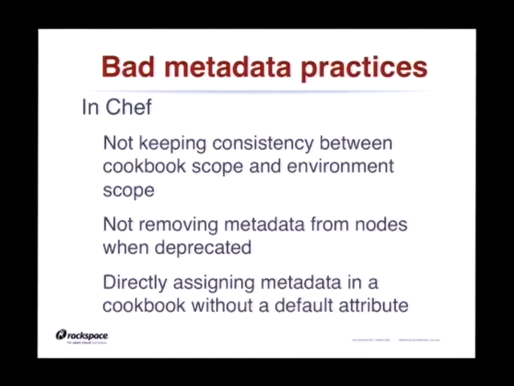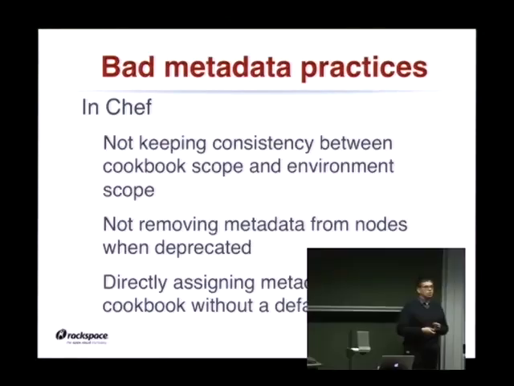Also, the other thing that we always forget is that when you remove a cookbook or a class from a server, all the metadata that it declares stays behind. So all of that is inside the JSON dictionary. So you need to be very careful, because you can make those dictionaries grow and grow very silly and make your executions very slow.